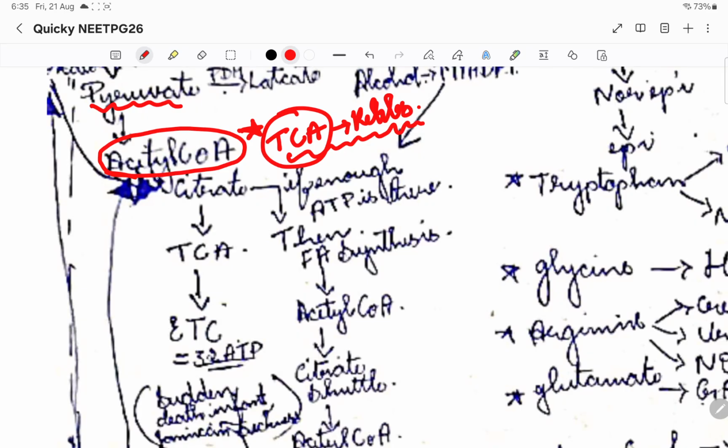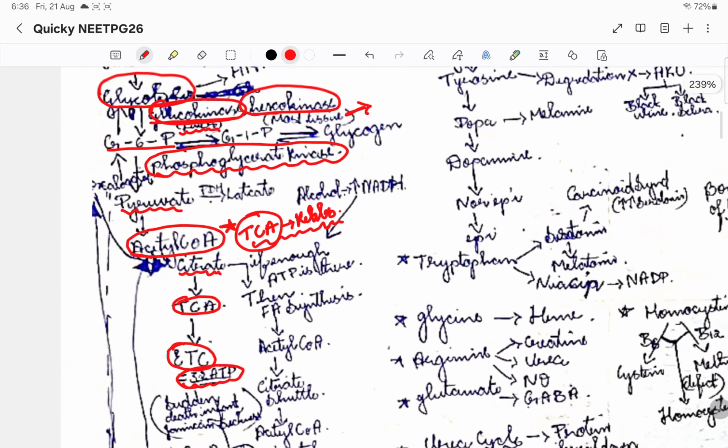Acetyl CoA is converted to citrate, enters the TCA cycle, and produces energy by going into the electron transport chain. So finally 32 ATPs will be formed. So this is the entire process.